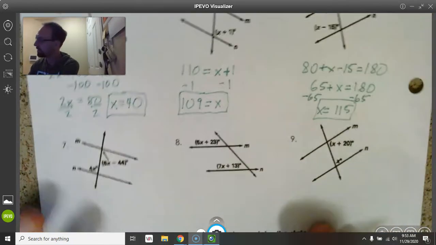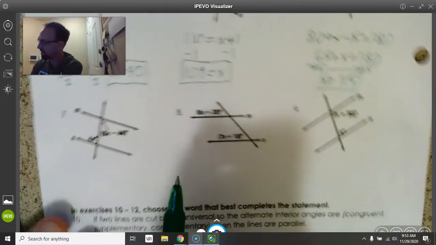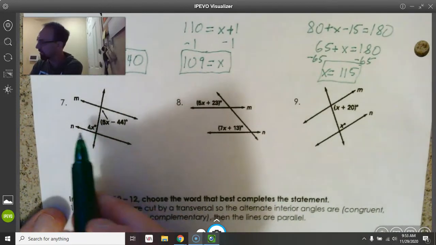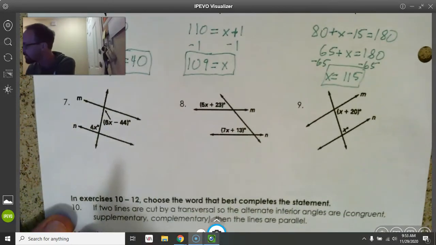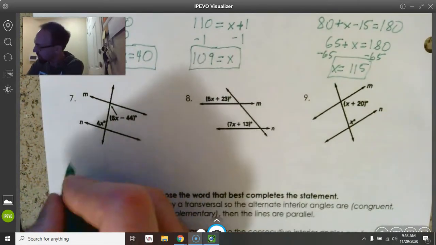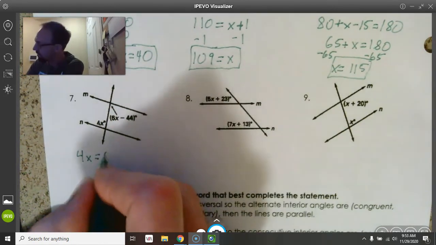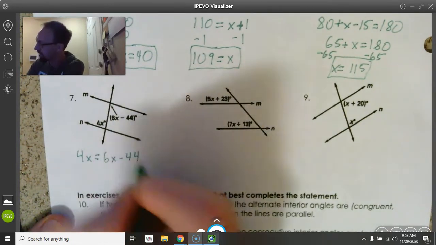And now 7, 8, and 9 are the same as 4, 5, and 6, just different types. So for here, I have 4x and then that 6x minus 44 degrees. So these are alternate interior angles. We want them to be congruent, so we're going to set the measurements equal to one another. So I have 4x equals 6x minus 44.